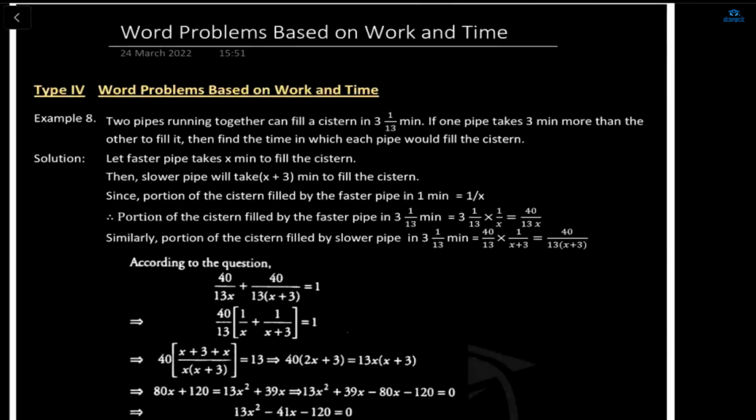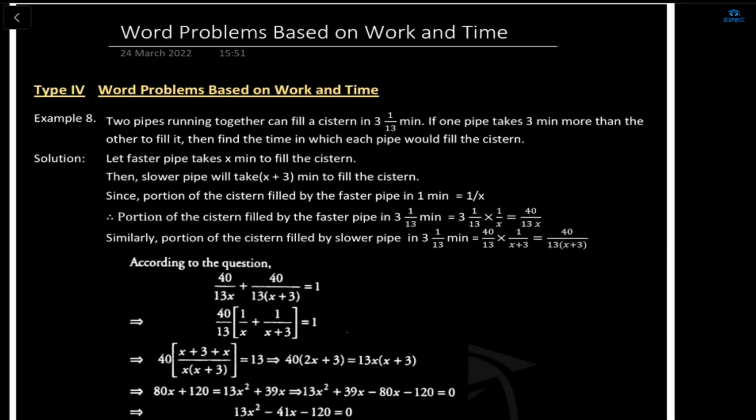Two pipes running together can fill a cistern. A cistern is any container that stores water. They can fill the cistern in 3 1/13 minutes. If one pipe takes 3 minutes more than the other to fill it, then find the time in which each pipe will fill the cistern.